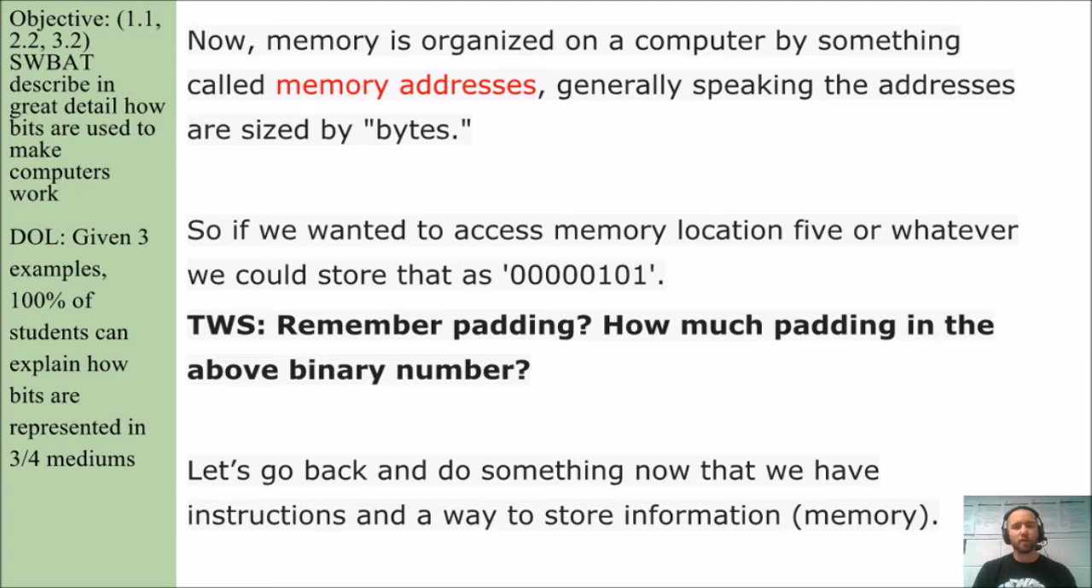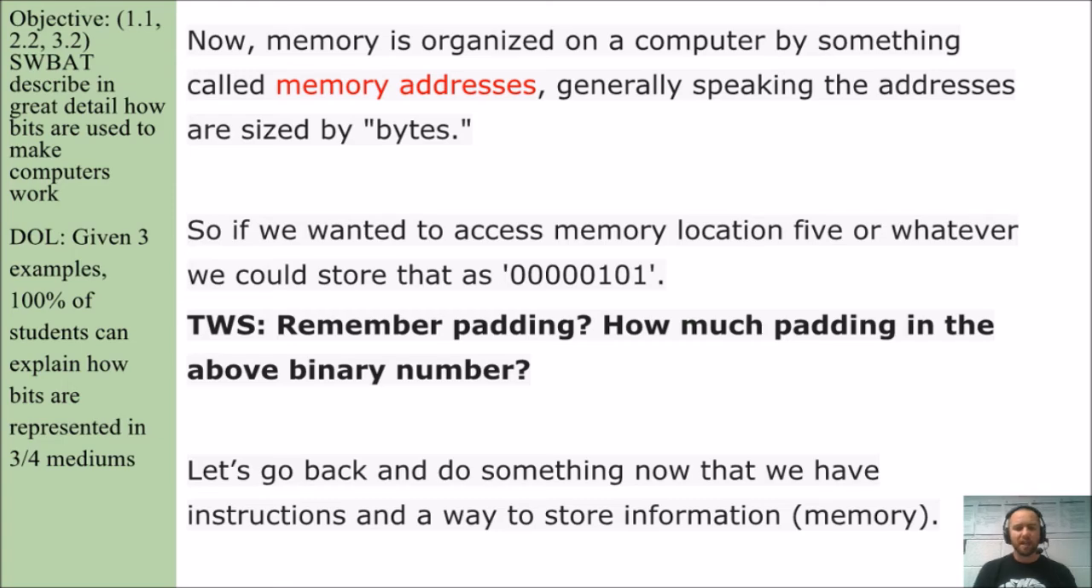So now memory is organized on a computer by something called memory addresses. Generally speaking, the addresses are sized by bytes. So if we wanted to access memory location 5 or whatever, we could store that as 0000101. Think, write, share. Remember padding? How much padding is in the above binary number?